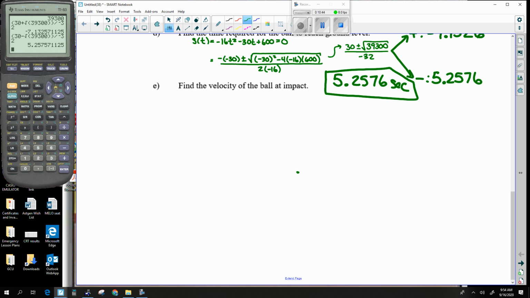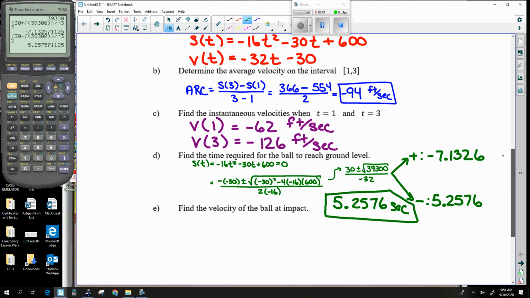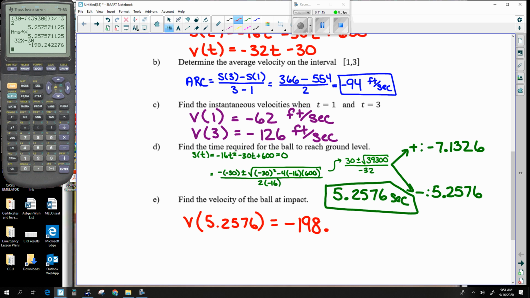Okay. What is the velocity of the ball at that impact? So they want to know what is the instantaneous velocity at that impact. So we're looking at the velocity at 5.2576 seconds. So I'm going to just take this, store this as x, and put that into my calculator. -32x minus 30, and so the velocity would be -198.2423. This is feet per second.